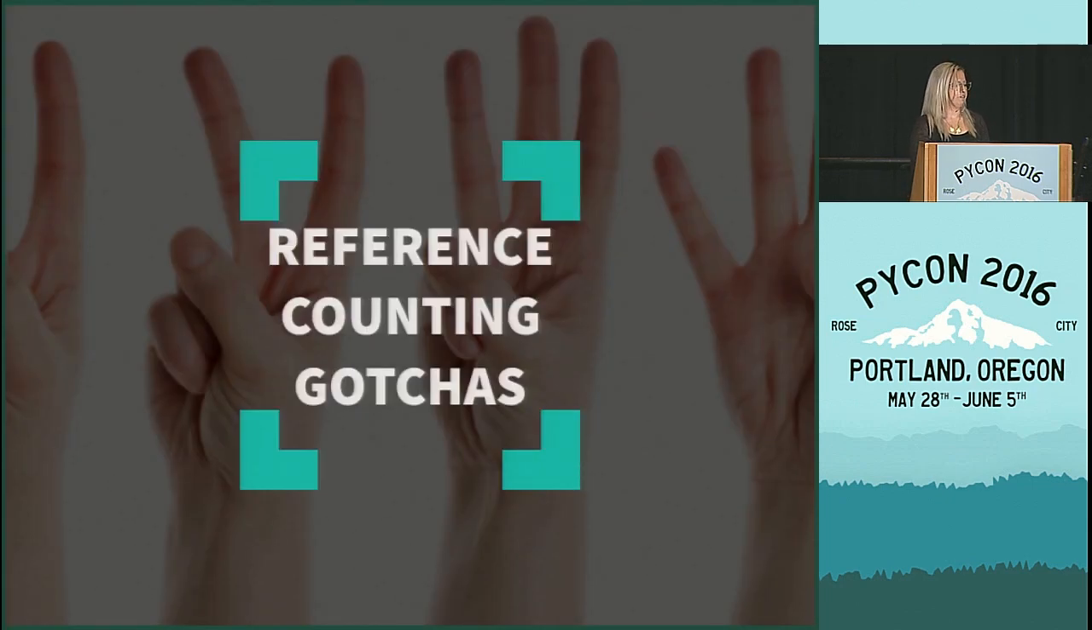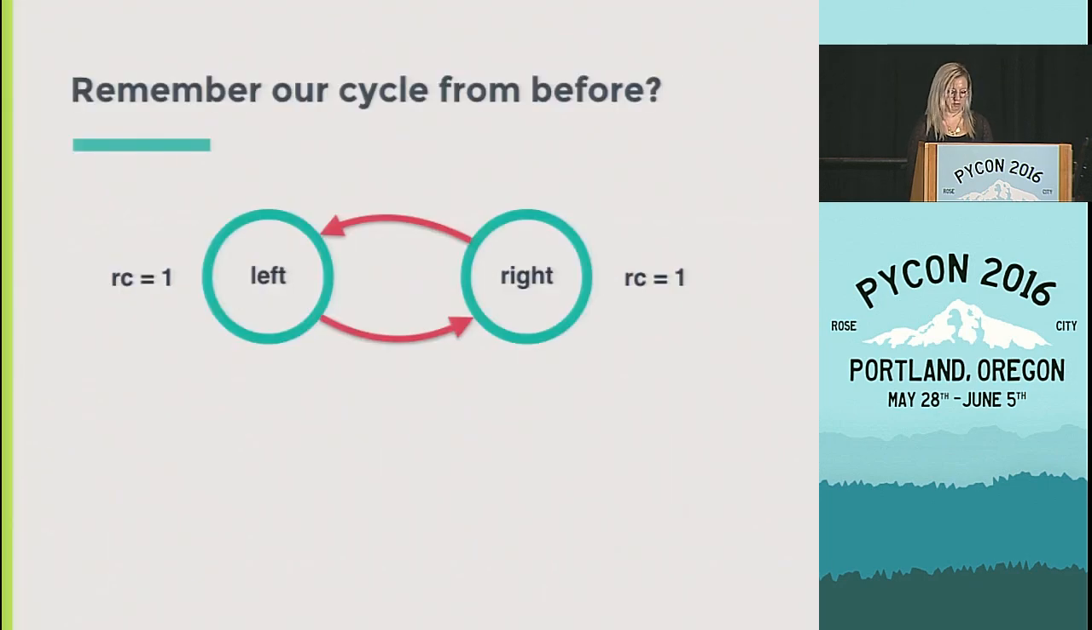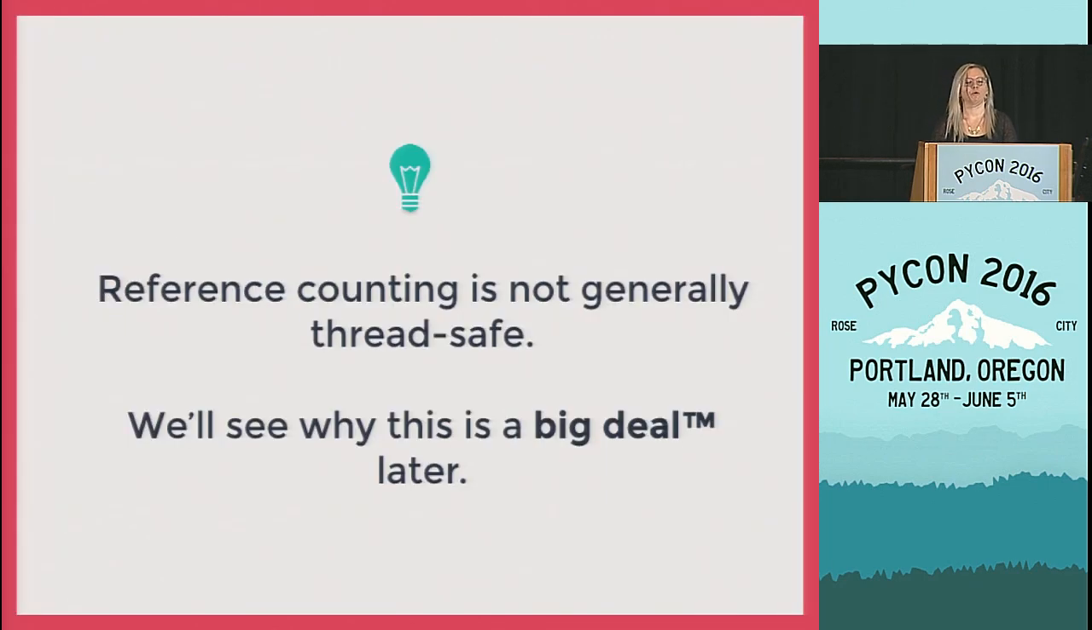So some reference counting gotchas. Reference counting is not generally thread safe. And we're going to see why that's a big deal later on. Because what happens if two threads try to increase and decrease the reference count of one object at the same time? We might end up with a pretty big problem.